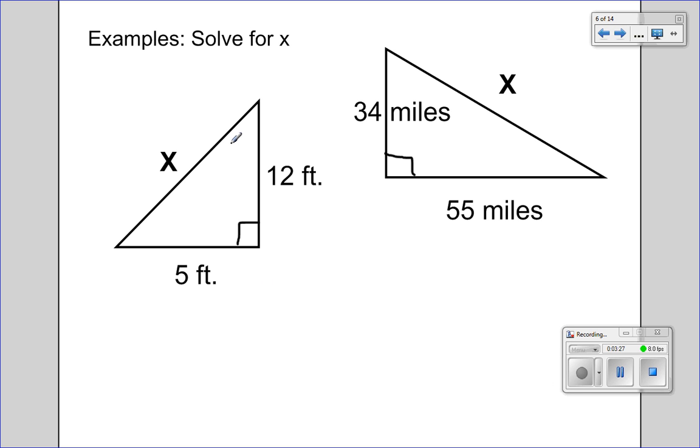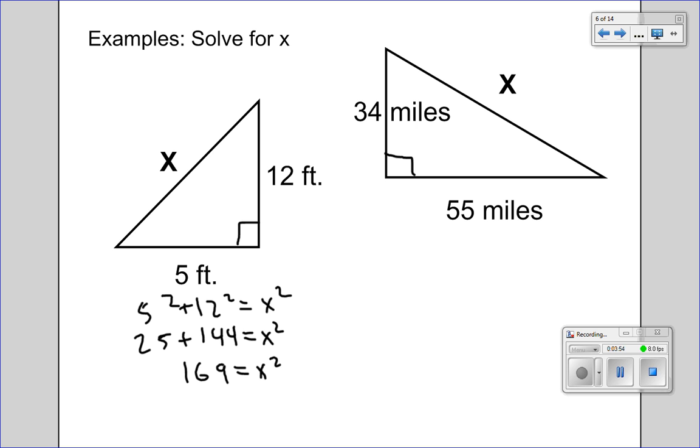So take a second, practice these out, and see if you can solve using the Pythagorean theorem. Pause the video and try it. Okay, so we know a squared plus b squared equals c squared, where a and b are the legs, in other words, the sides that connect to make the right angle. So 5 squared plus 12 squared equals x squared. 25 plus 144 equals x squared. 169 equals x squared, so square root it. 13 equals x, so that distance would be 13.